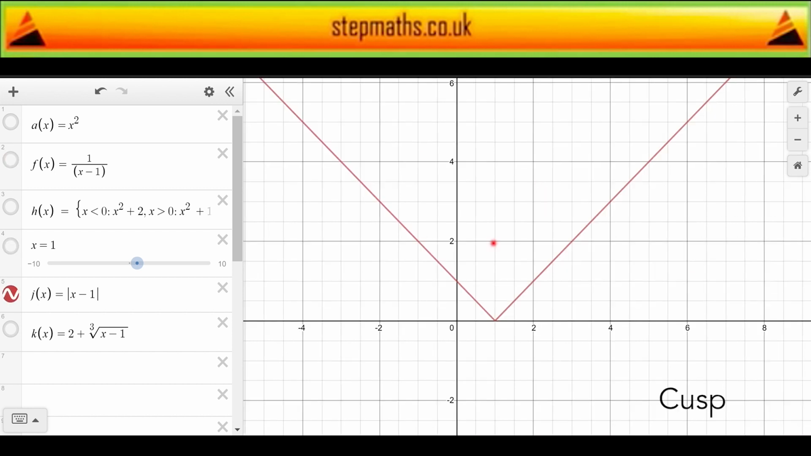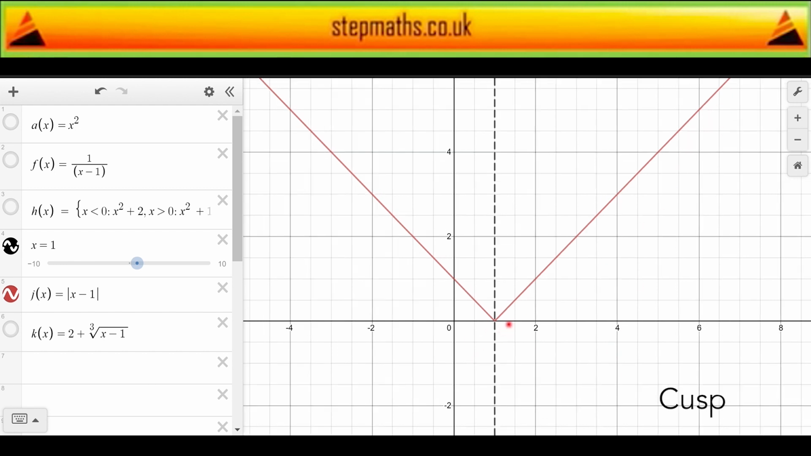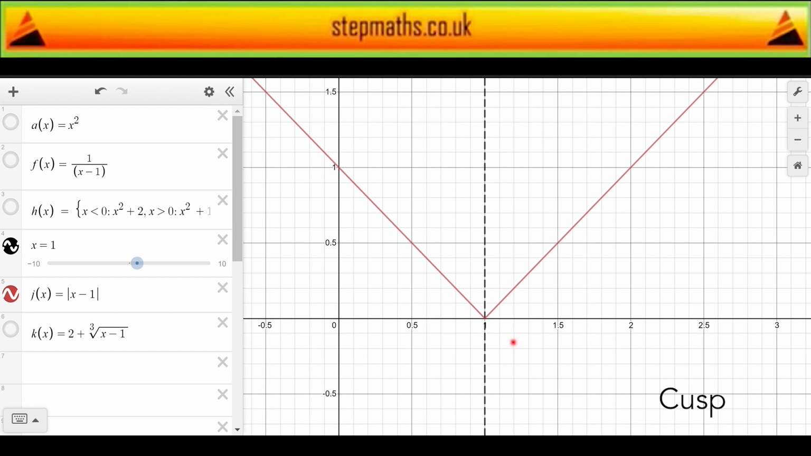Secondly, what is a graph with a cusp in it? Well, here we have the graph of the modulus of x minus 1, which just means that we get the positive value of x minus 1. And you can see that at x equals 1, there's this sharp point in the graph, and that's what we call a cusp. It makes sense that this wouldn't be differentiable because coming down from the left here, it seems that the gradient would be minus 1, and coming up from the right here, it seems that the gradient would be plus 1, but at exactly this point, it's very unclear what the gradient would be.